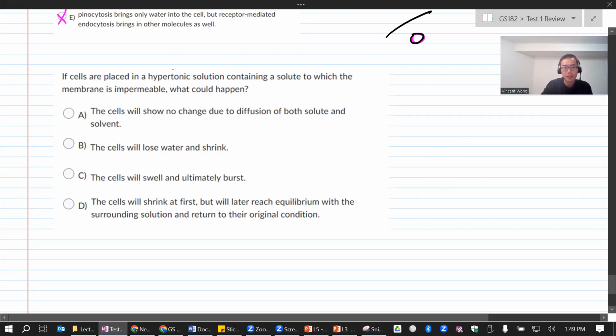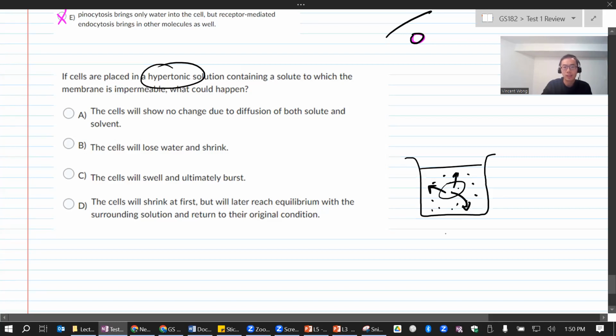Hypertonic. Hypertonic is the one that has more dots outside, so it will be losing water. Okay, so let's see. The cell will show no change due to diffusion of both solute and solvent. That's not true. The only time there's no change would be isotonic.